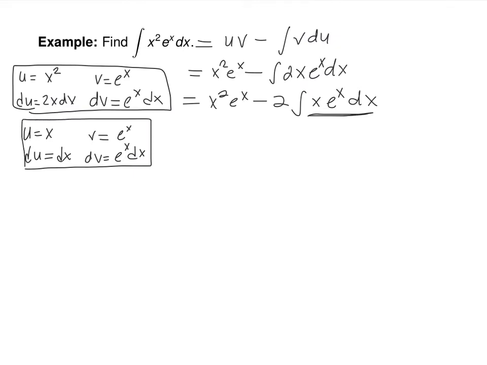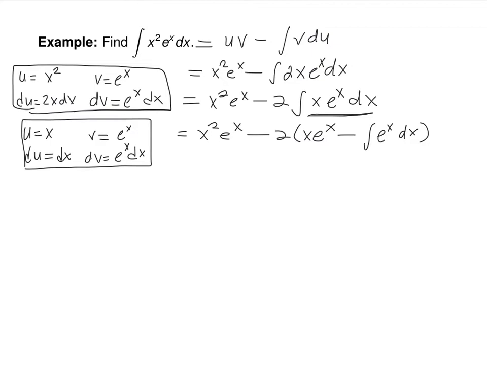All right, so we have x squared e to the x just hanging out for now, minus 2 times uv, and here's the important thing, since this integral of x e to the x dx expands into 2 terms, you must put parentheses around those terms. So uv, x e to the x, minus the integral of v du, so minus the integral of e to the x dx.